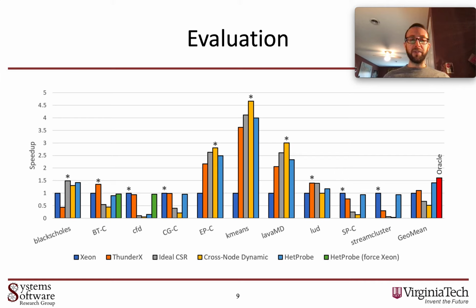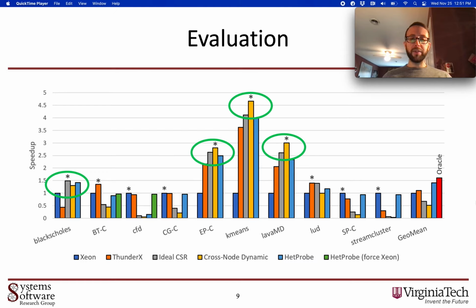Ideal CSR uses both processors in tandem, and it skews the workload distribution according to the best calculated ratio, which we determine from profiling. Cross-node dynamic is also running benchmarks across both nodes simultaneously, but uses the dynamic workload distribution to spread the workload across the two machines. Finally, the hetprobe bar represents using the aforementioned algorithm, where we probe for a small number of iterations, then determine whether cross-node execution is beneficial.